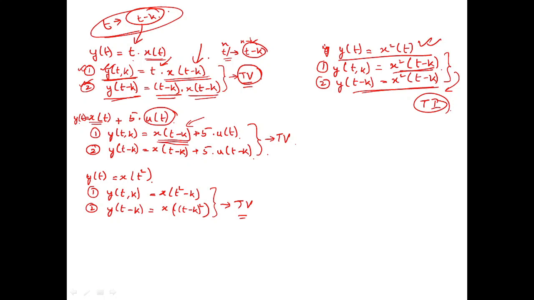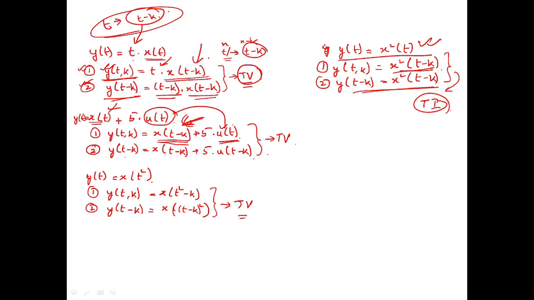In the third case, y(t) equals x(t) plus 5u(t). In the first case, we are delaying the input. So the input has been delayed, see. But this u(t) is not an input signal. Since it is not an input signal, it will remain as it is.